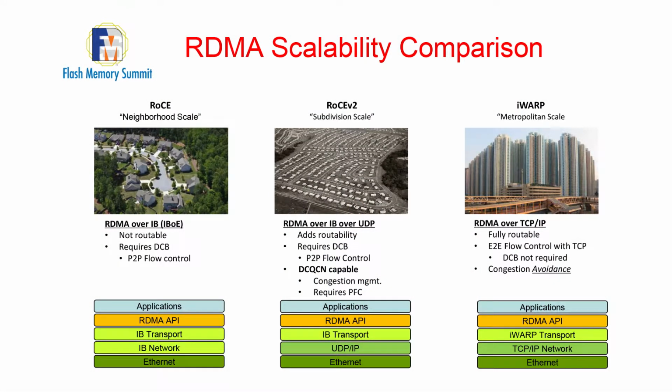iWARP, on the other hand, is built on the standard TCP/IP framework that we already have in our data centers today. So it uses standard switches. It doesn't expect any DCB configuration, which is a key requirement for RoCE v2. So for RoCE v2, if you have a multi-hop configuration, you have to make sure your priority settings are consistent across all these hops, because PFC is a link level protocol, and each hop has to be consistent across the fabric.